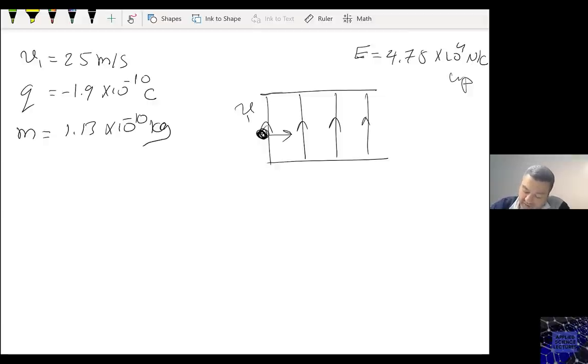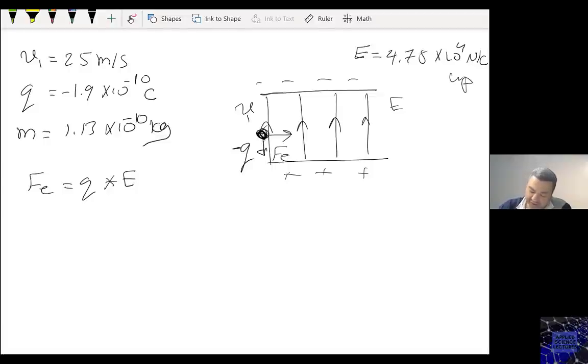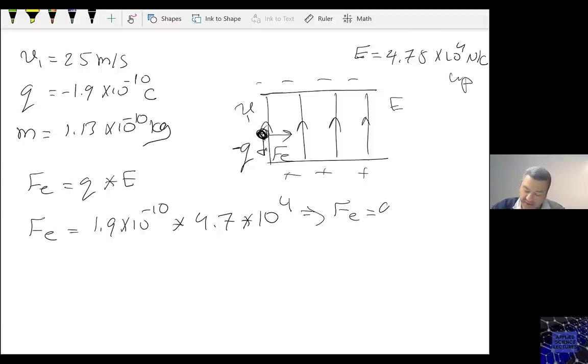Acceleration: this is a negative charge, and I have the electric field pointing upward, which means going from the positive toward the negative. Then definitely the force here will be an attractive force, and this Fe will be in this direction, which is opposite to the electric field. So F equals Q times E. I know the direction of F, so let me now calculate the magnitude. Q is 1.9 × 10^-10 times 4.75 × 10^4, so Fe is 9.025 × 10^-5 Newton.